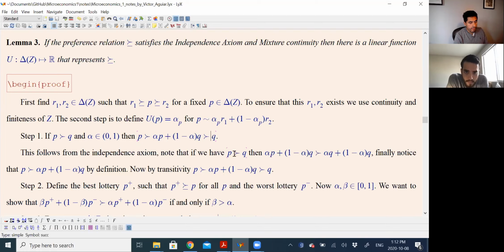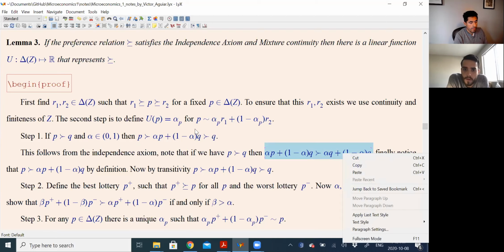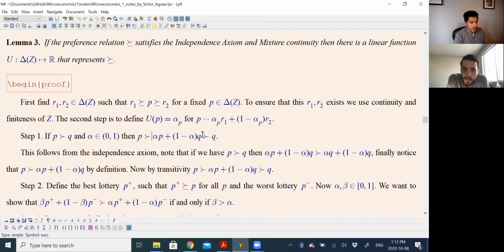Note that if we have P better than Q, then we combine it with a third lottery, in this case Q. Notice that the right-hand side just becomes Q, right? So that means that this mixture is better than Q. So that's the second part of the triple condition. And the same thing goes for the first part, right? And now I get this kind of sandwich property.